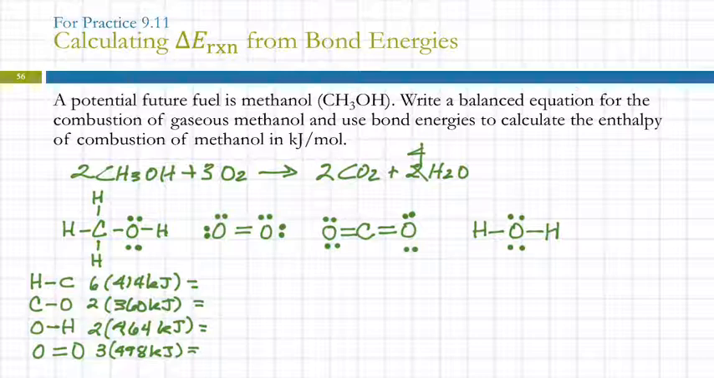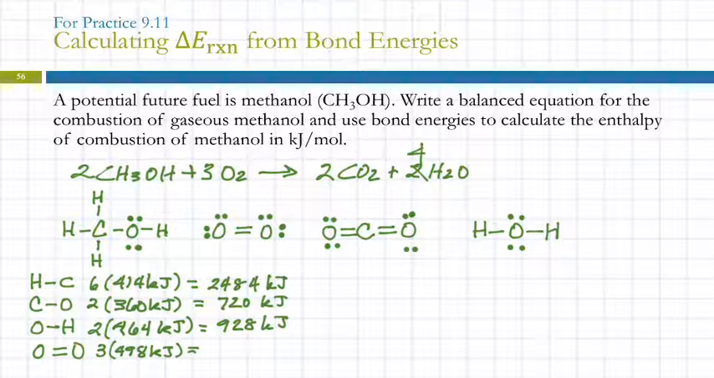So I have some multiplying to do. That's 6 times 414, 2484. And then I've got 2 times 360, 720. And 2 times 464, 928. 3 times 498, 1494. And then I'm going to add those up.